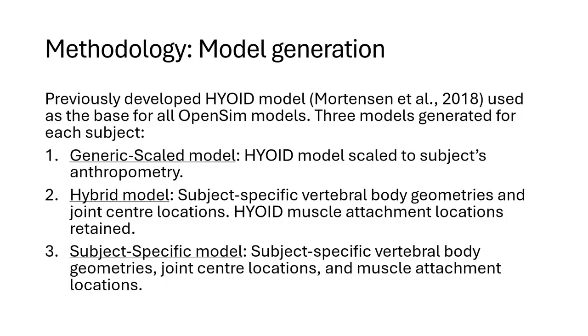Secondly was a hybrid model, which replaced the vertebral body geometries with subject-specific ones from the CT data, as well as the CT data joint center of rotation locations, but maintained the relative muscle attachment locations used in the high-order model. The rest of the bodies in the model were scaled in the same way as the generic scaled model. And then finally, the subject-specific model was the same as the hybrid model, but it also had subject-specific muscle attachment locations.